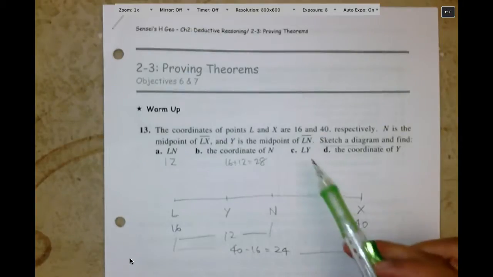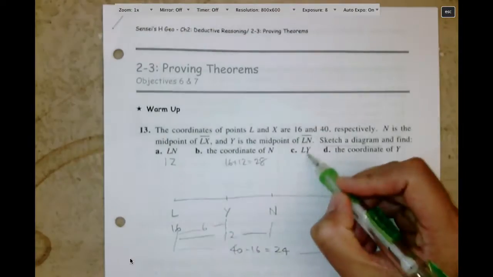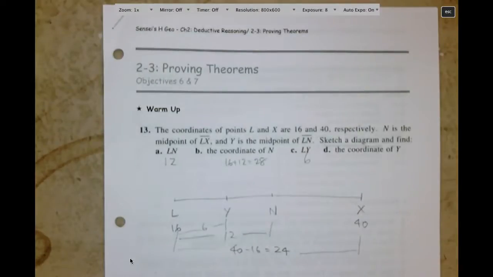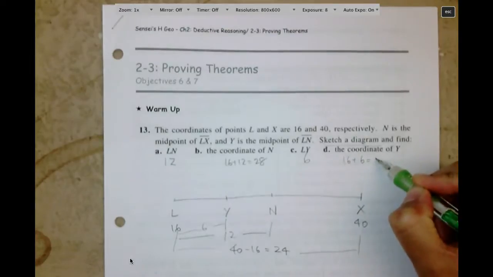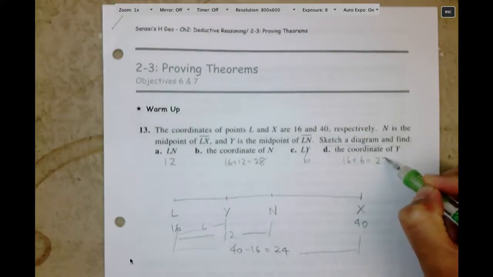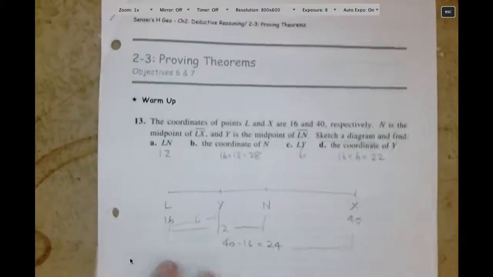Okay, and then LY, the distance between L and Y is half of this, right, because it's the midpoint. So this would be 6. And the coordinate of Y would be 16 plus 6. So that would be, what, 22? Okay. Hopefully you could do this.